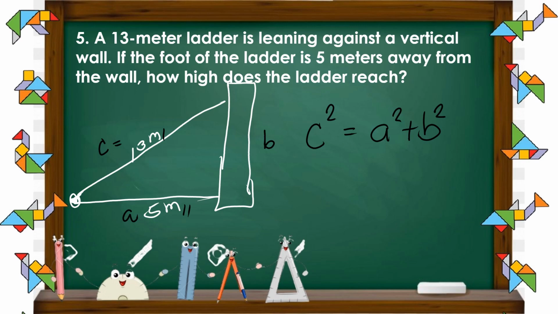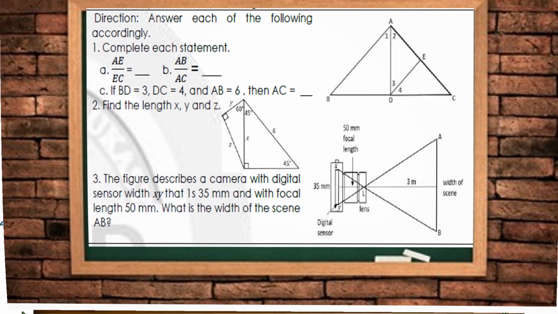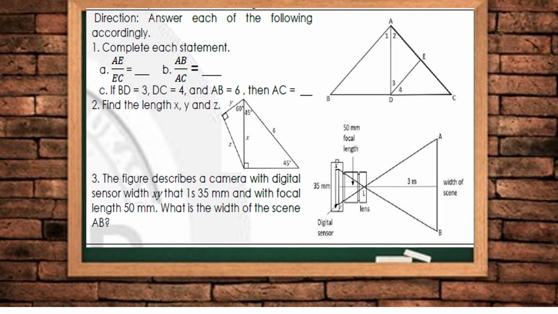Okay, let's proceed with the assimilation or the assessment part. For the assessment part, we have 3 questions. I'm just going to lead you with number 1, and I'll give you the answer for number 1, and then I'm just going to lead you with numbers 2 and number 3 for its correct answer. So let's start with number 1.